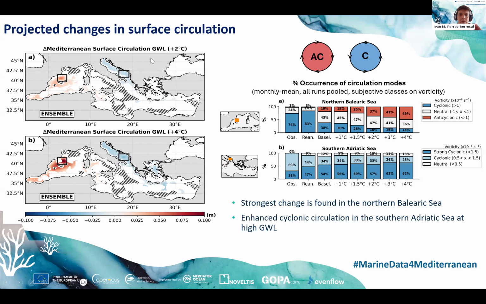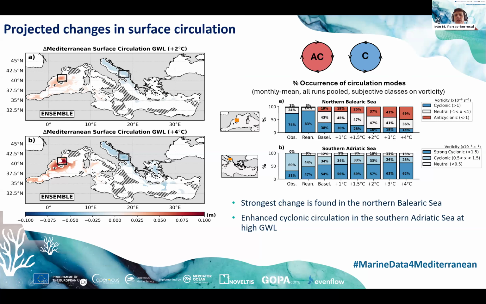As you can see, from global warming level 2 to 4, the spatial pattern doesn't change too much, but the intensity almost doubled. This suggests a linear response with increasing global warming levels. Here I show you the percentage of occurrence of different circulation modes.